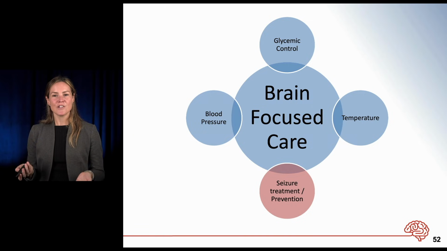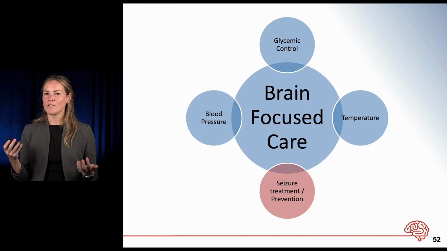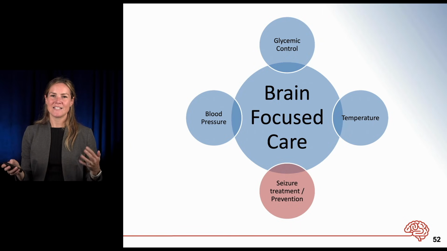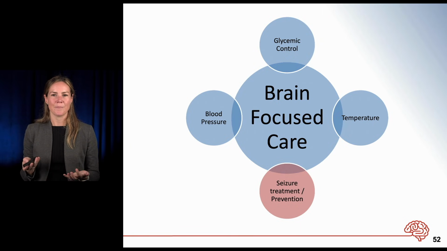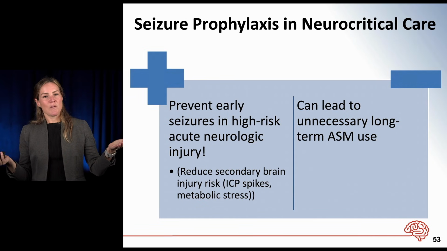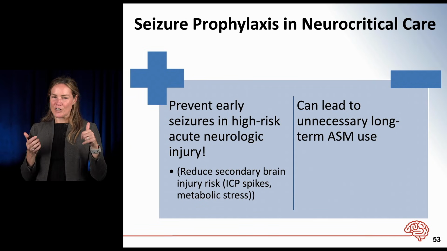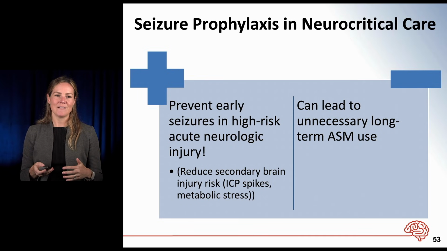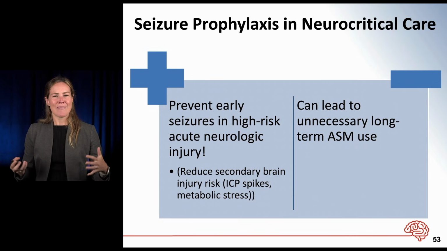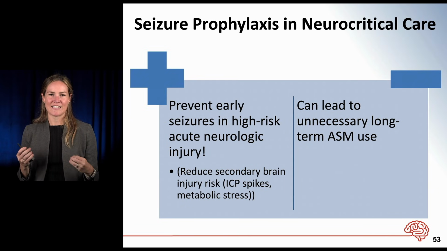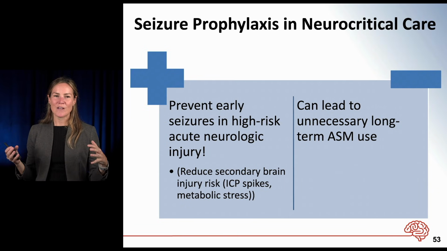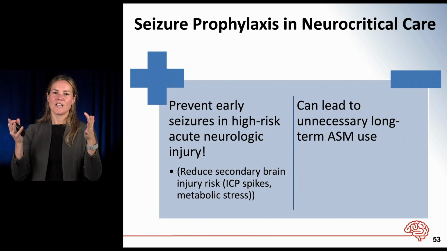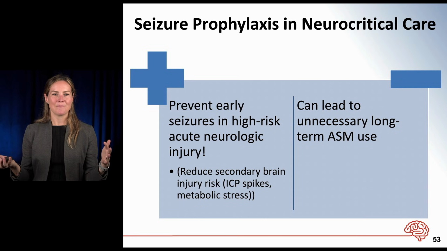Now, seizures are going to be covered in a whole other lecture, but I do want to just introduce the concept because it's part of the fundamentals of neurocritical care. Seizure prophylaxis would be important. It's a good thing to prevent early seizures in high-risk neurologic injury, right? When patients are seizing, that is a metabolically extremely active state for them. That's going to increase their metabolic demand. That's going to increase cerebral blood flow. That's going to potentially worsen their ICP. That is not a good thing.